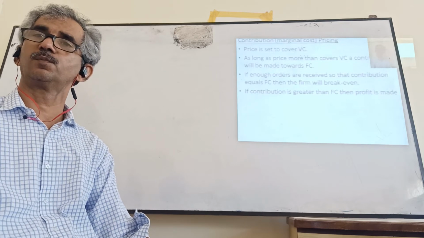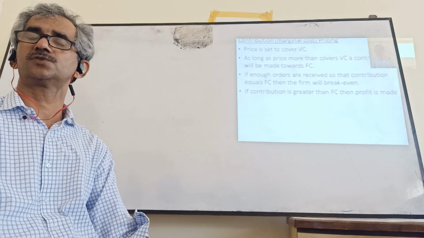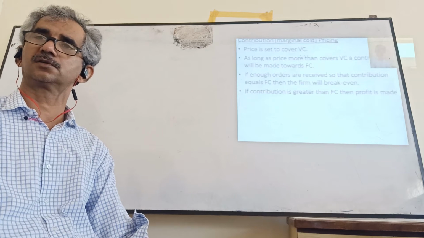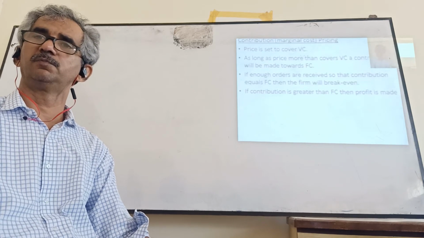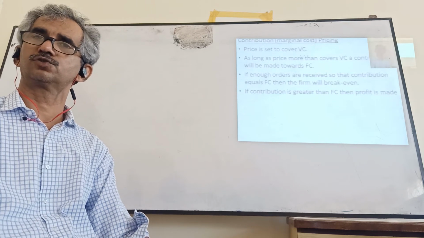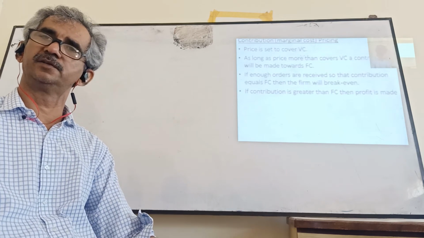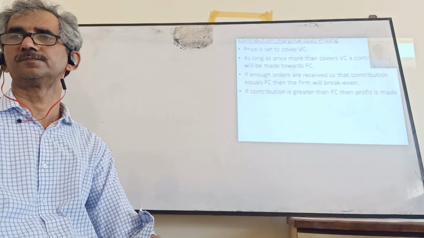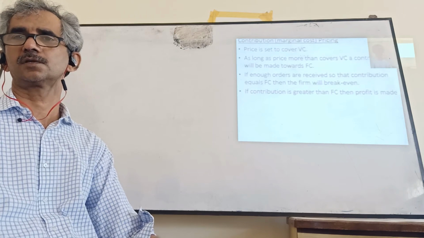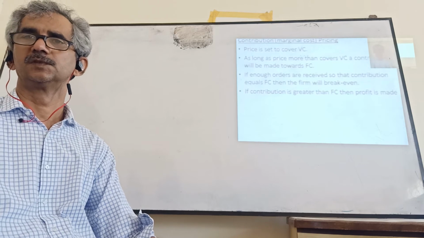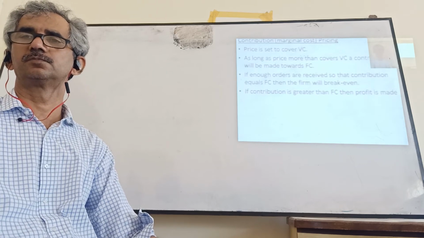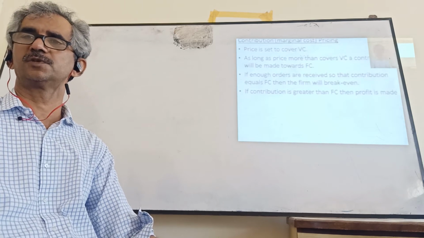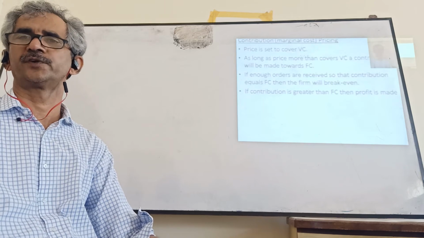Contribution pricing, or marginal cost pricing. Price is set to cover the variable cost. As long as price more than covers variable cost, a contribution will be made towards fixed costs. If enough orders are received so that contribution equals fixed cost, then the firm will break even. Break even is the condition where cost and revenue are equal. If contribution is greater than fixed cost, then the firm is making a profit.